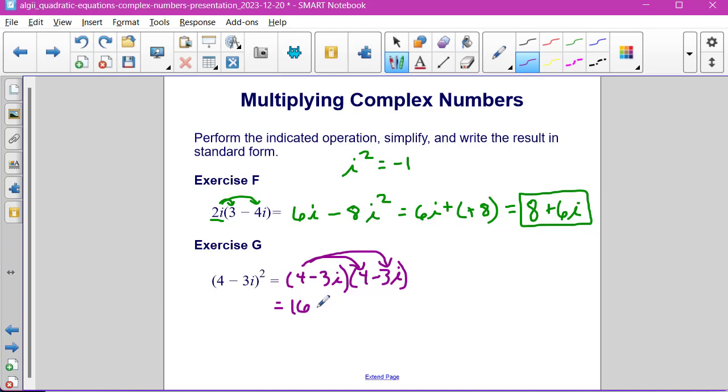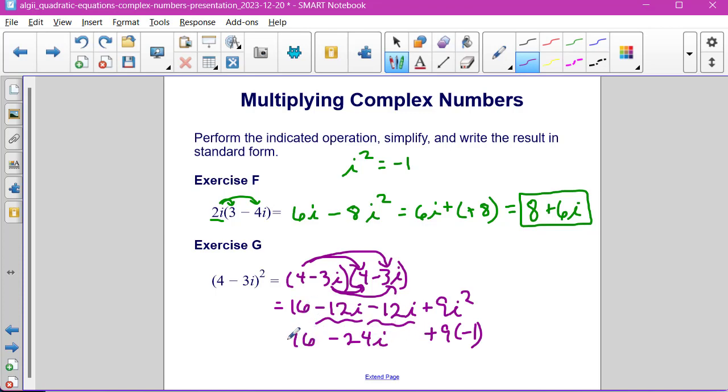4 times negative 3i would end up giving us negative 12i, so we will subtract 12i. And then we're going to take negative 3i times 4. That would give us negative 12i again. And when we do the last part, negative 3i times negative 3i, we get positive 9i squared. Okay, well, this is plus 9 times negative 1. We can then also combine these two together. So we'll have minus 24i, and then we have the 16 that we can bring down from our first term. So now we have 16 minus 24i minus 9, and we can combine these two together, and that will give us 7 minus 24i as our final answer.